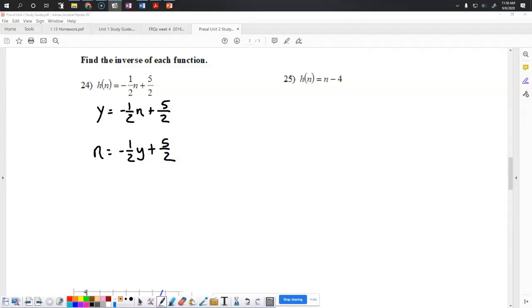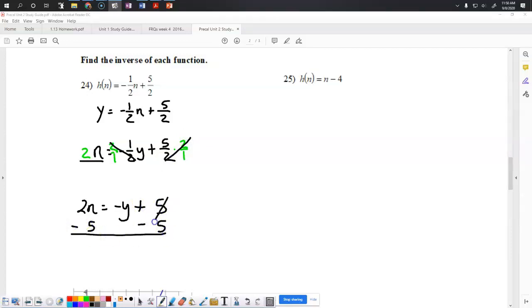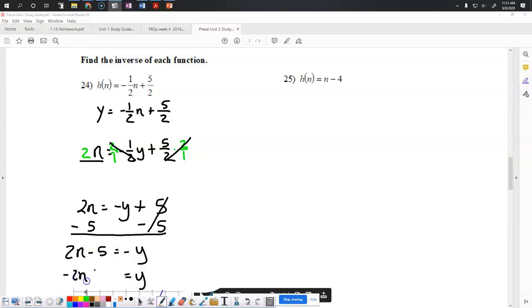Okay? So in this case, we've talked about what Mr. Bailey likes to do when there's fractions. When there's fractions, I like to multiply everything by the denominator. So here we end up with just 2n. Here the 2's cancel and we're left with just y, negative y actually, because that negative is still in the front. And then here, those cancel, leaving us with 5. Now I would minus 5 on both sides to get the y by itself. And then I would divide everything by a negative 1, which will just change all the signs.